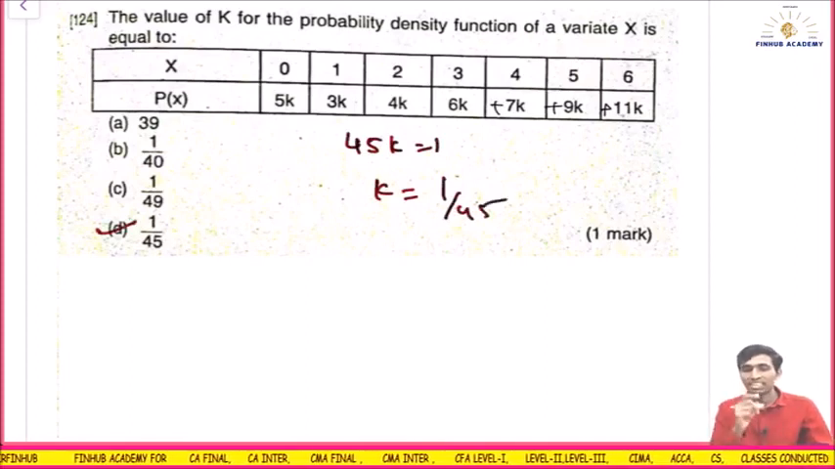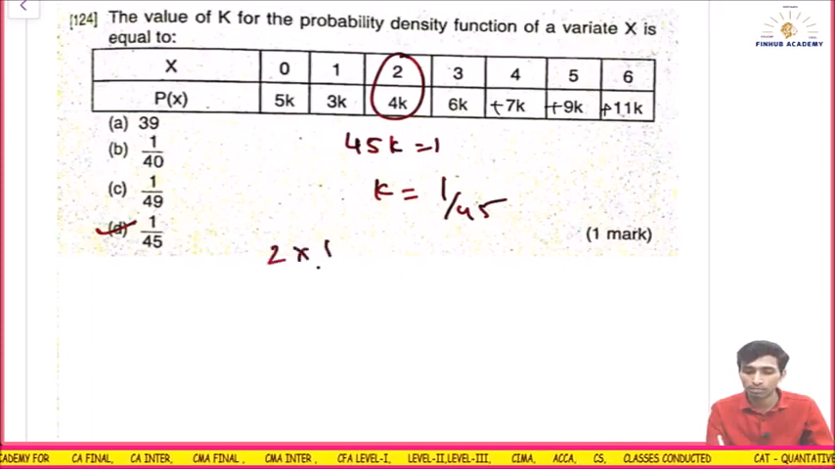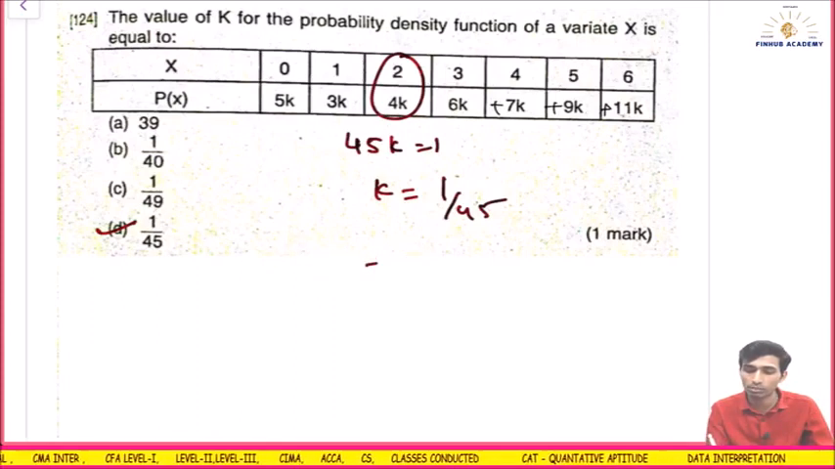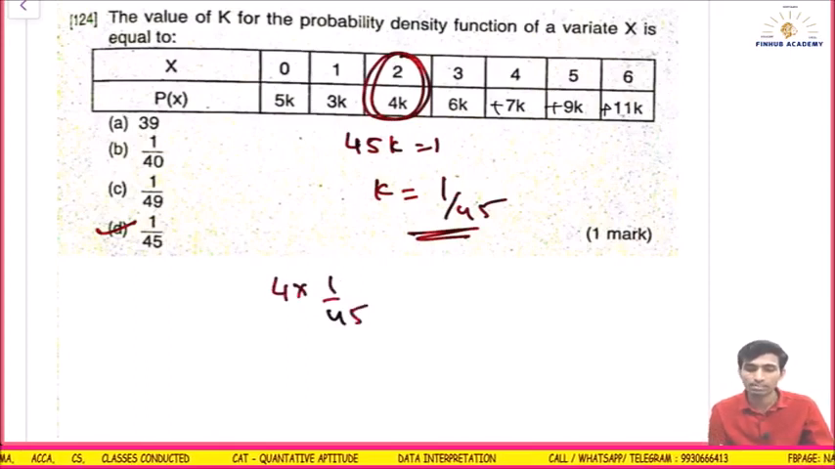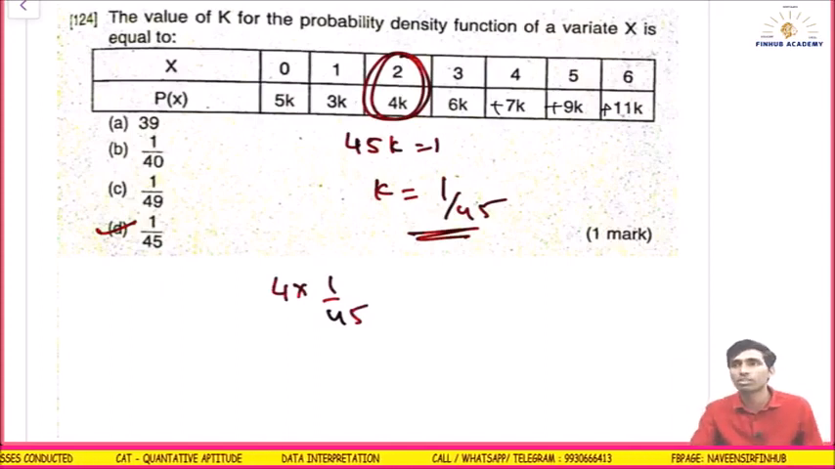They can ask you the probability of 2. So what is the probability of 2? It is 4 into 1 by 45. Probability of 2 they might ask in the exam. Now k is 1 by 45, so 4 into 1 by 45 will be the answer. In case they ask the probability for 2, same way they can ask for any of the values. Understood? Easy.